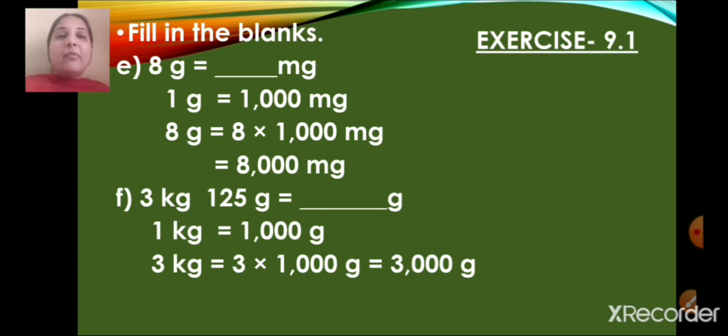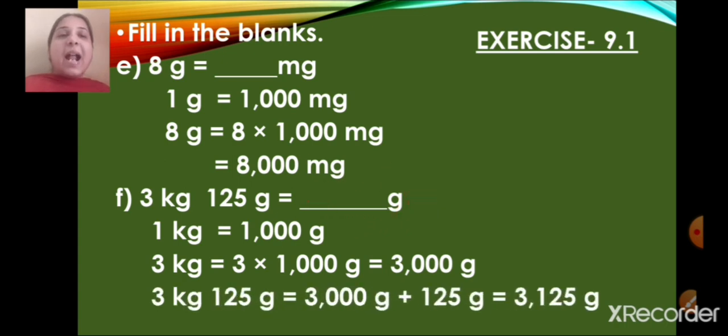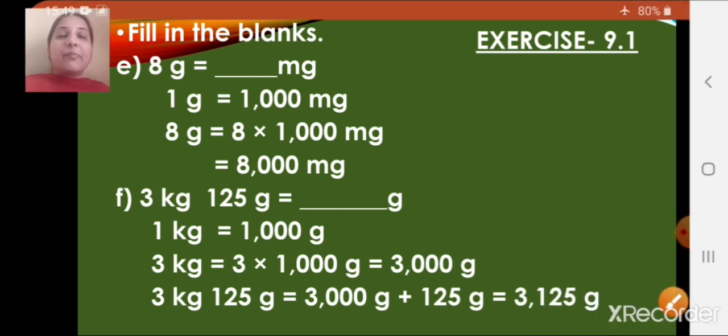So now we have one more quantity here, 125 grams only. So we will add this to 3000 grams to get the whole quantity in grams. In place of that 3 kg we will write 3000 grams plus 125 gram. So we'll get 3125 gram. So the answer would be 3 kg 125 gram is equal to 3125 gram. Okay. Now let's move to the next one.